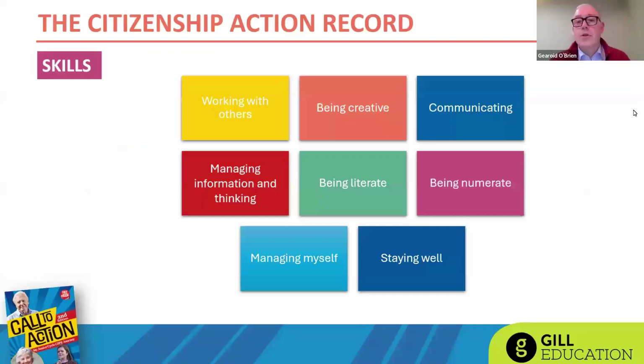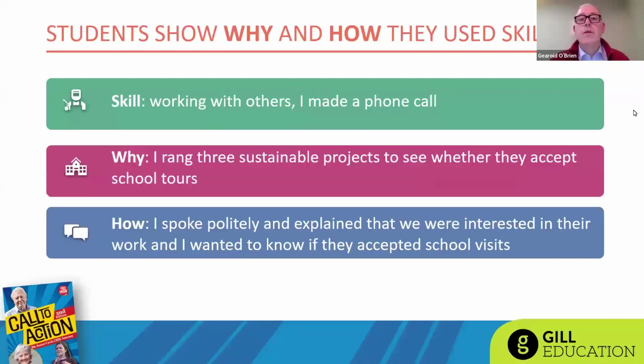Skills then, you have the 8 junior cycle skills there. We referenced them in the beginning, but it's really important they can say what skills did I use, and how I used them and why I used them. So I built that in. So they write about the skill they used, working with others. I made a phone call. Why? I ran 3 sustainable projects with school tours and how I spoke politely and explained.